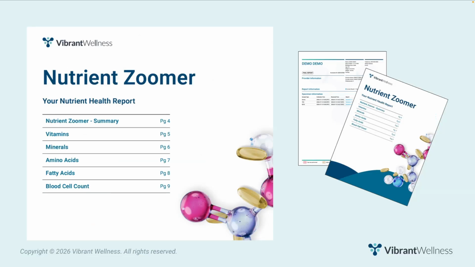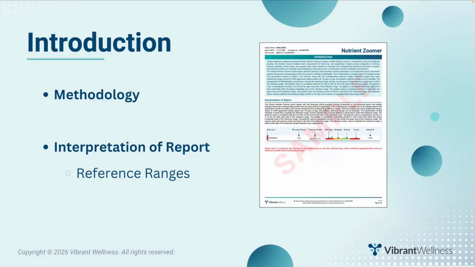The index lists the 6 sections of the report, including the Nutrient Zoomer summary and the 4 nutrient panels, specifically vitamins, minerals, amino acids, fatty acids, and blood cell count. The introduction page is where you can find the methodology and interpretation of report, and I highly recommend reading this page, especially if you want to learn about the methodologies used or how reference ranges were established.